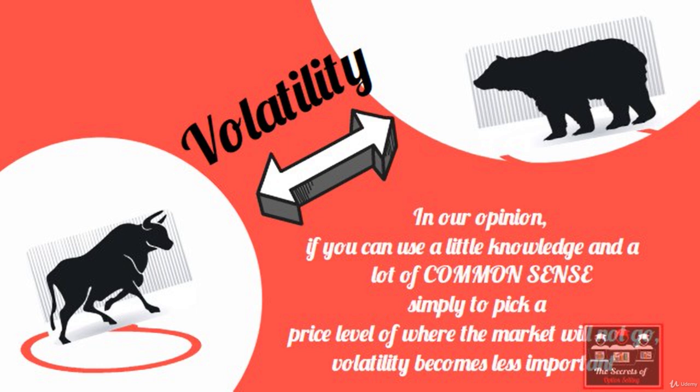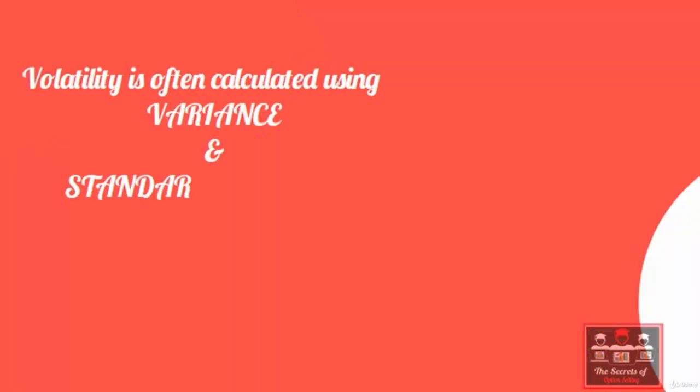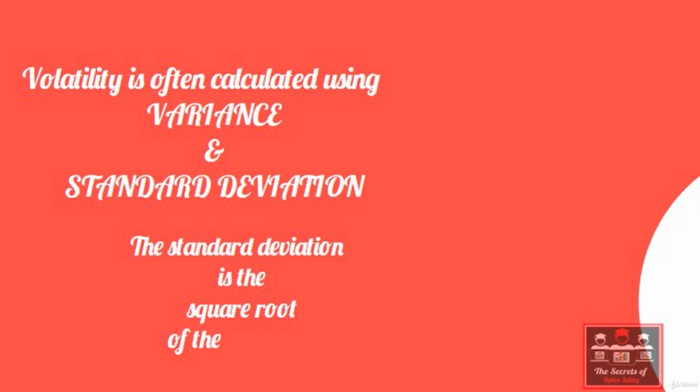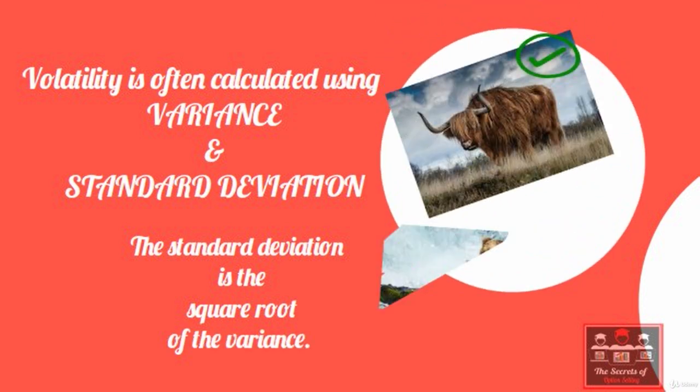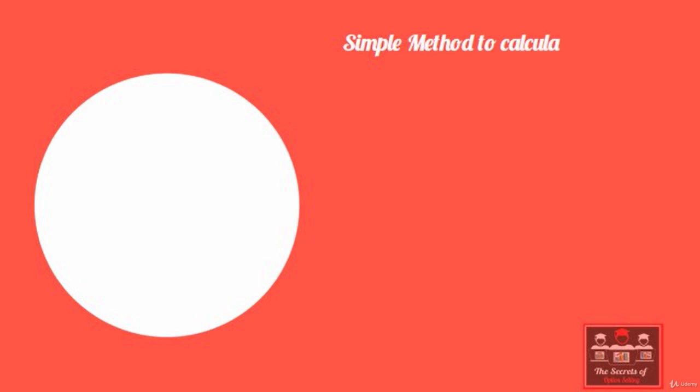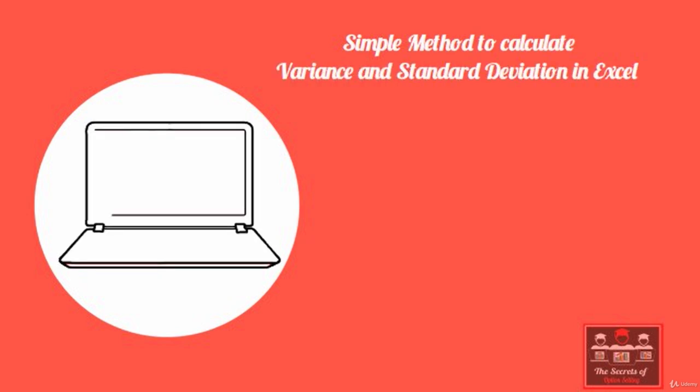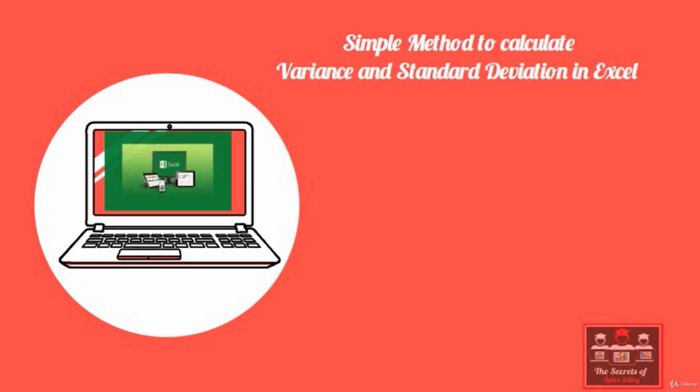Volatility is often calculated using variance and standard deviation. The standard deviation is the square root of the variance. Let us quickly understand how to calculate variance and standard deviation in Excel.